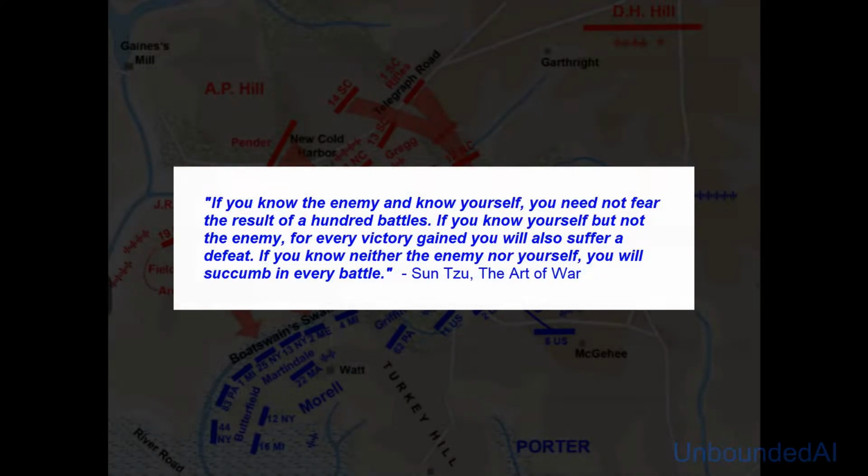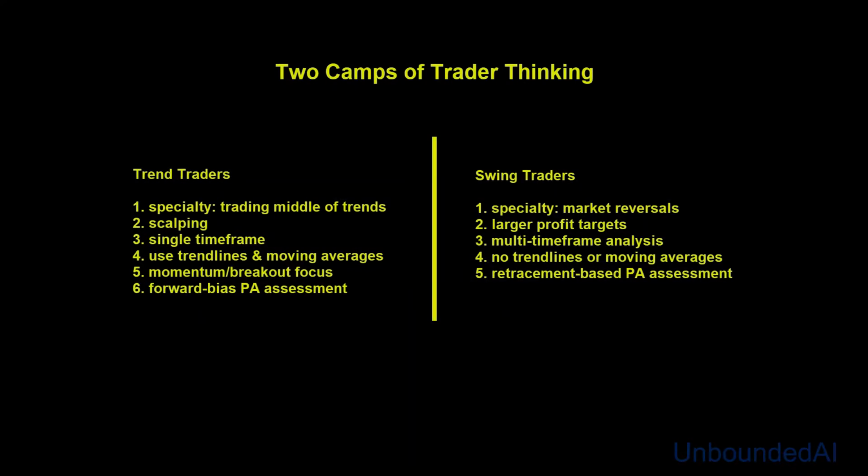When it comes to trend trading, I like to group traders into two main camps of approach. First, we have trend traders who specialize in trading the middle of trends and tend to lean towards scalping, single time frame focus, using trend lines and moving averages, and a forward-biased momentum price action assessment. The second camp I will lump together and loosely call swing traders, who specialize in market reversals and lean towards larger trades, multi-time frame analysis, no secondary tools, and a retracement-based price assessment.